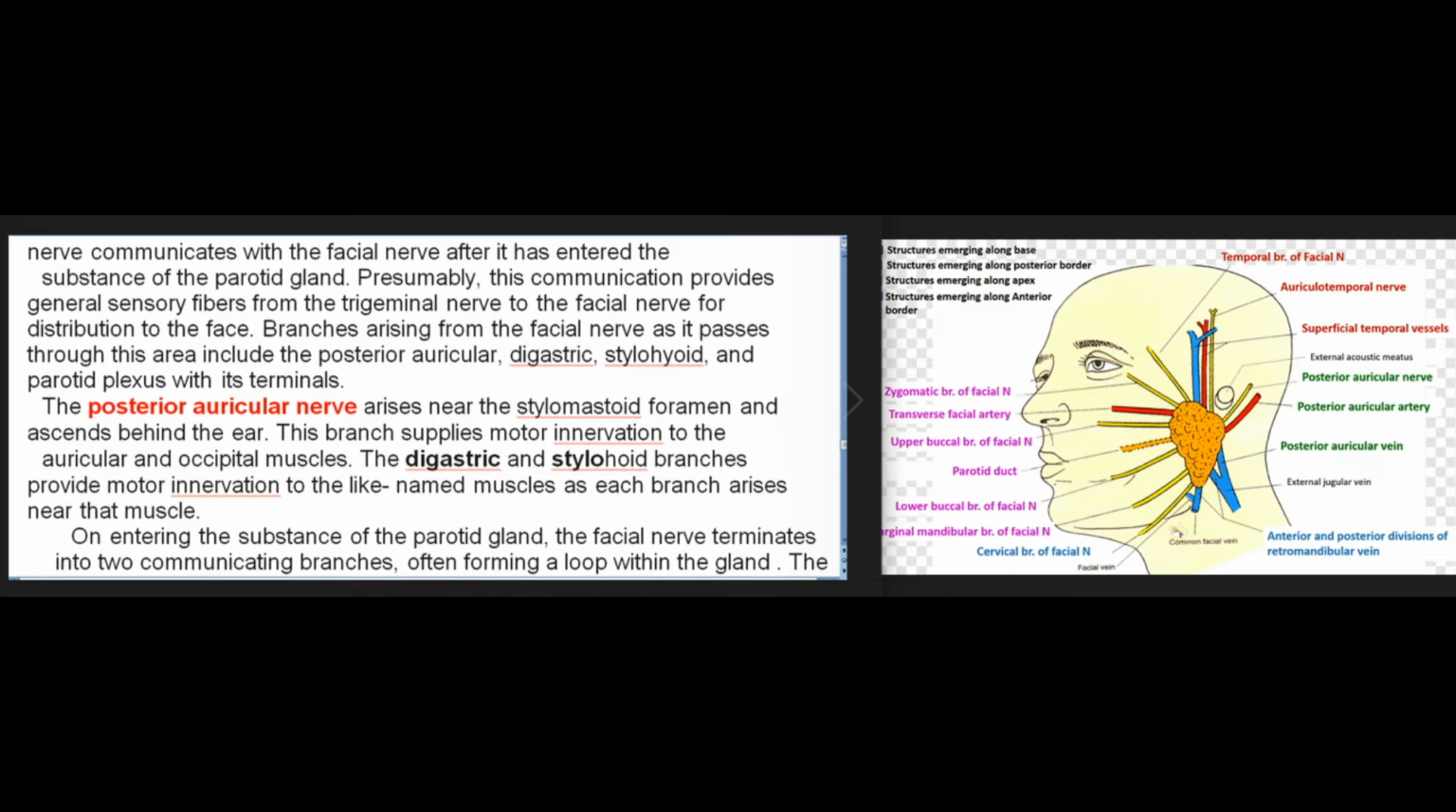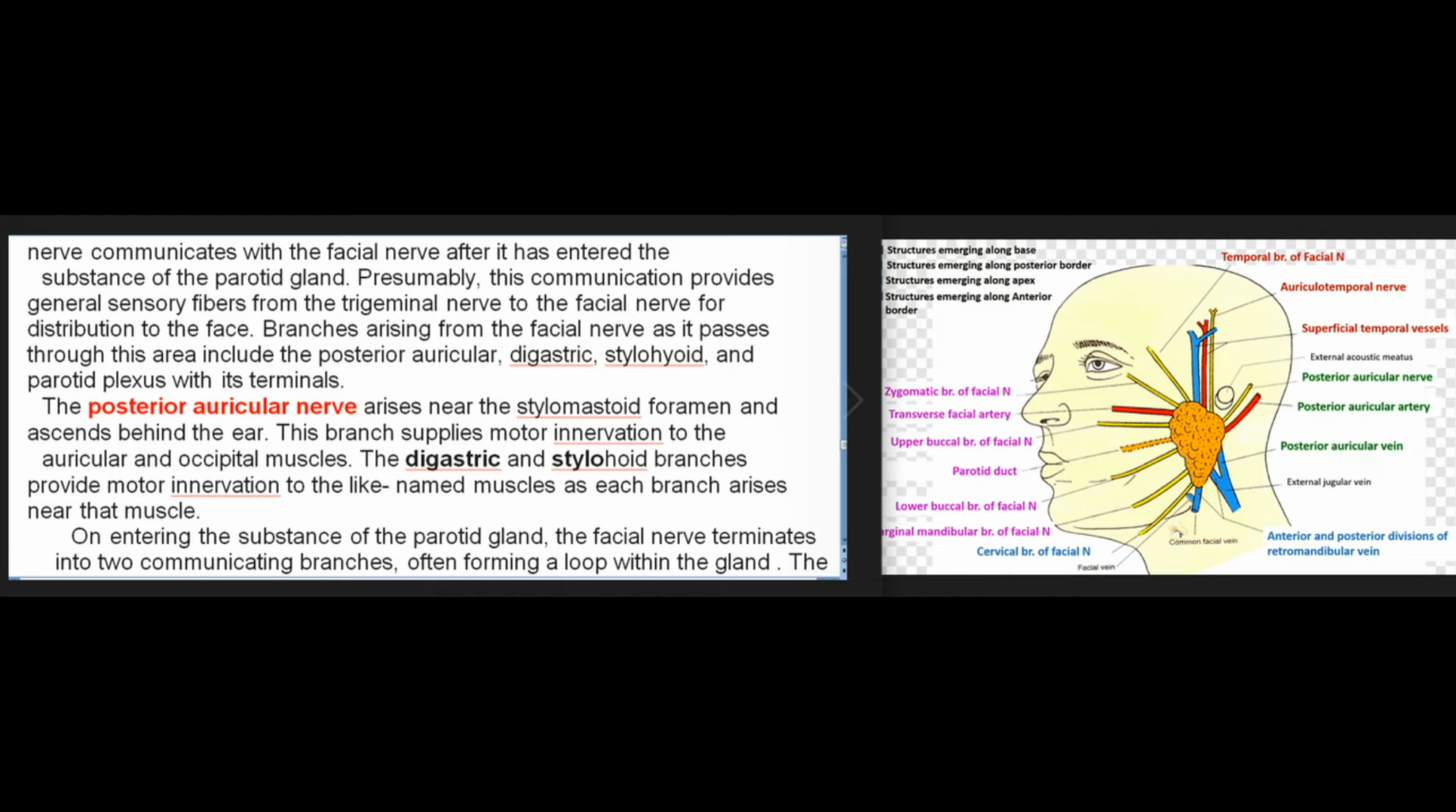Presumably, this communication provides general sensory fibers from the trigeminal nerve to the facial nerve for distribution to the face. Branches arising from the facial nerve as it passes through this area include the posterior auricular, digastric, stylohyoid, and parotid plexus with its terminals. The posterior auricular nerve arises near the stylomastoid foramen and ascends behind the ear. This branch supplies motor innervation to the auricular and occipital muscles. The digastric and stylohyoid branches provide motor innervation to the like-named muscles as each branch arises near that muscle.